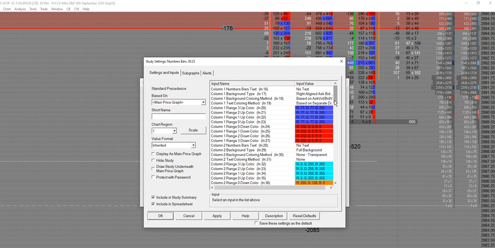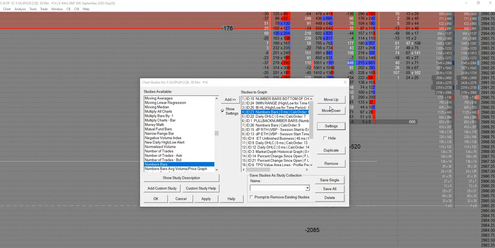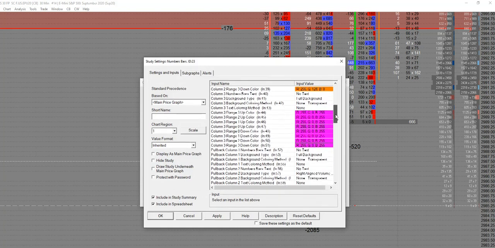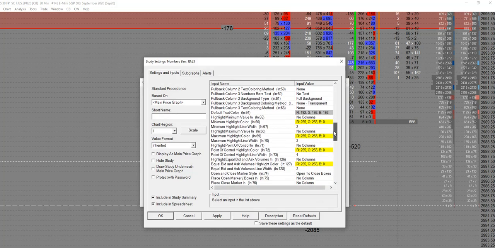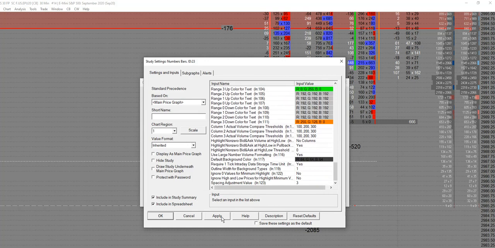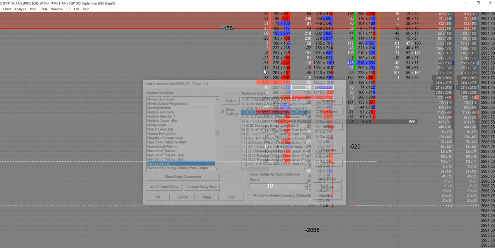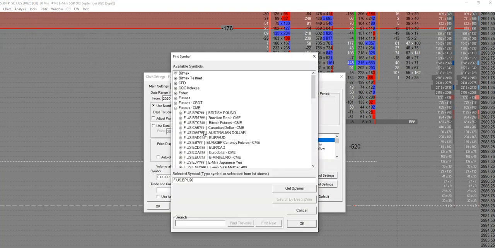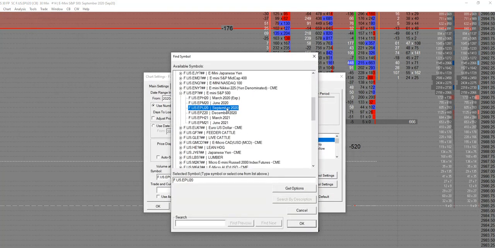If you want the settings, again, number bars. Here is all the coloring. If you want to copy that, just keep it as reference. And there you are. Okay, so that was for the number bars. And you go to charts, chart settings. Here you have all the instruments. So I already have this rolled over to September.